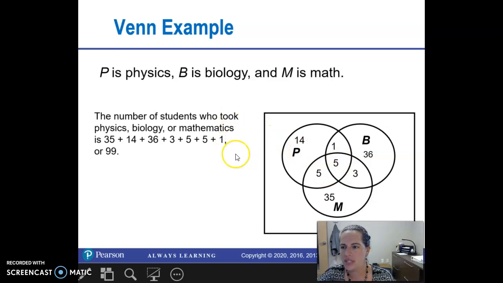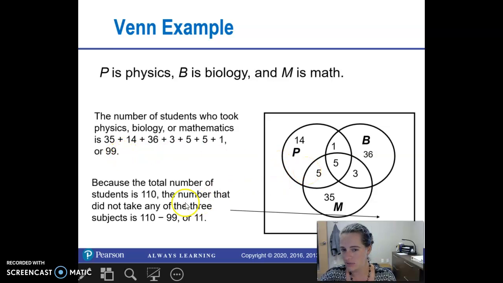Now, remember we said in the survey that they surveyed 110 students, okay? If we add up all of these, it may or may not come up to 110, all right? So that's what they're looking at here is the total number of students. If we add up all these numbers, the 35 plus the 14 plus the 36 and the 3 and the 5, 5 and 1, that's only going to give you 99 students. So that means there were 11 students. If we do our 110 minus 99, there's 11 students who didn't take biology, physics, or math. They took art. So 11 students is on the outside of those rings of circles.